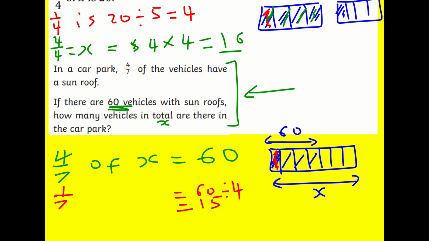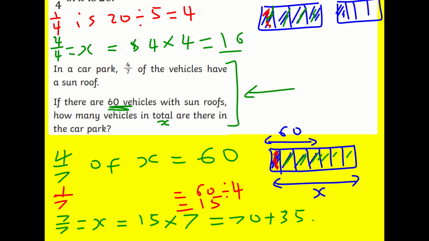And now we're back where we were. We've got 1/7, so I want to find 7/7 or x, and that is going to be my 15 multiplied by 7 because I want all 7 of them. And that is equal to 7 times 10 is 70, and 7 times 5 is 35. So we're going to get that there were 105 cars in total.